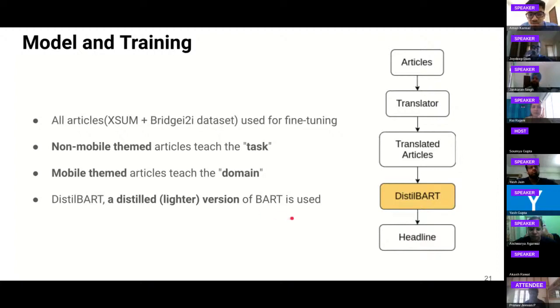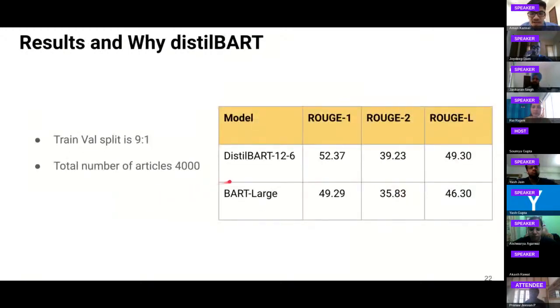So for that, we used a lighter version of BART, a distilled version of BART, which is called distilled BART. Using distilled BART, we not only observed that the parameters were low, and hence the training time, the inference time and the space required were low, but also the ROUGE scores were better for distilled BART as compared to BART. So the expectation was verified with the experiments.